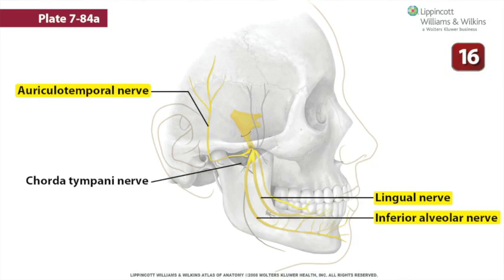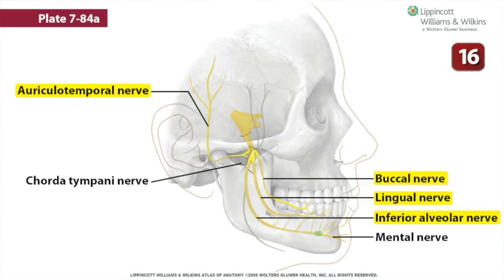The inferior alveolar nerve travels inferiorly and passes through the mandibular foramen on the medial side of the ramus of the mandible, passes through the mandibular canal, gives off sensory branches to the mandibular teeth, and exits the mental foramen on the body of the mandible as the mental nerve. The mental nerve innervates the lower lip and skin over the mandible.